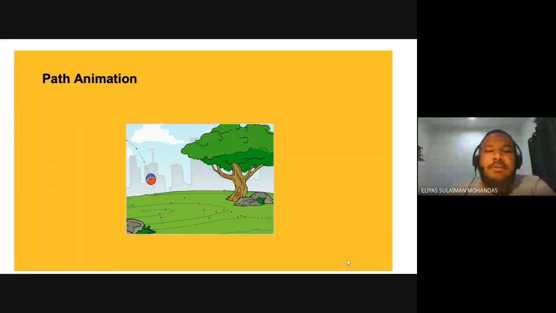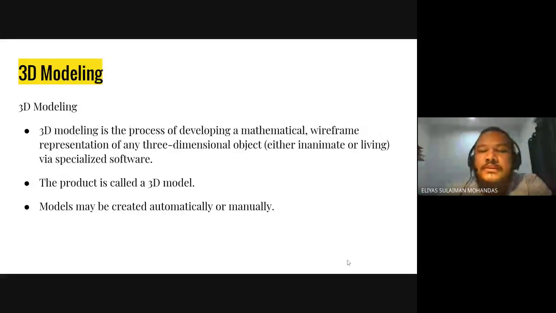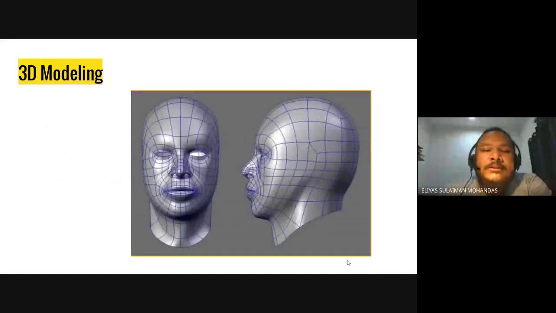Path animation. So 3D animation, creating 3D animation, is considerably more complex than 2D. Of course, it involves two steps: modeling and rendering. Modeling is the process of developing a mathematical wireframe representation of any three-dimensional object. The product is called a 3D model, and models may be created automatically or manually. Okay, so this is the model.